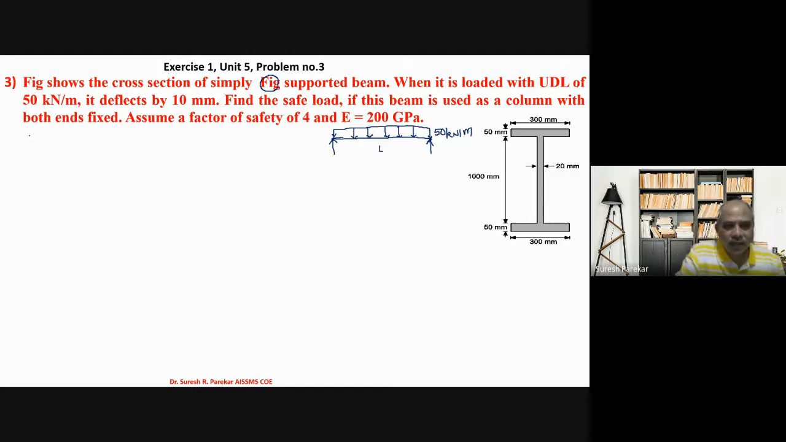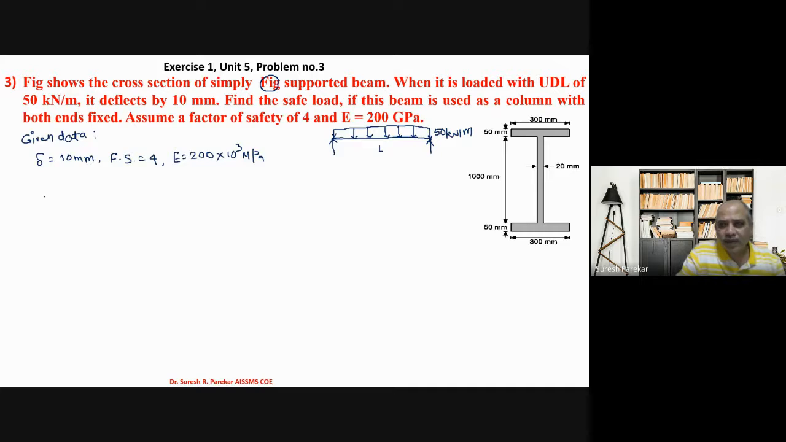Then you can see what data is given. So I will write the given data. We have delta equal to 10 millimeter at center. Then we have both ends fixed as the condition. Factor of safety is given 4 and E is given 200 GPa, so 200 into 10 raised to 3 MPa.